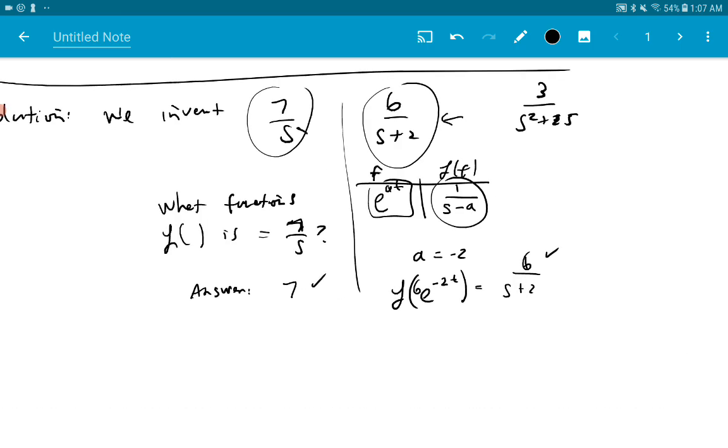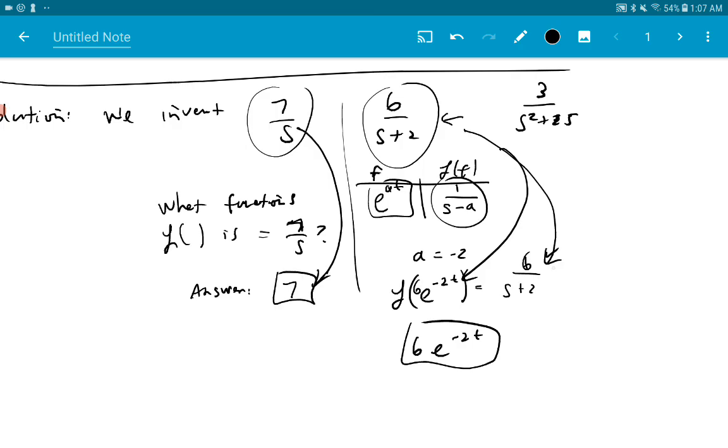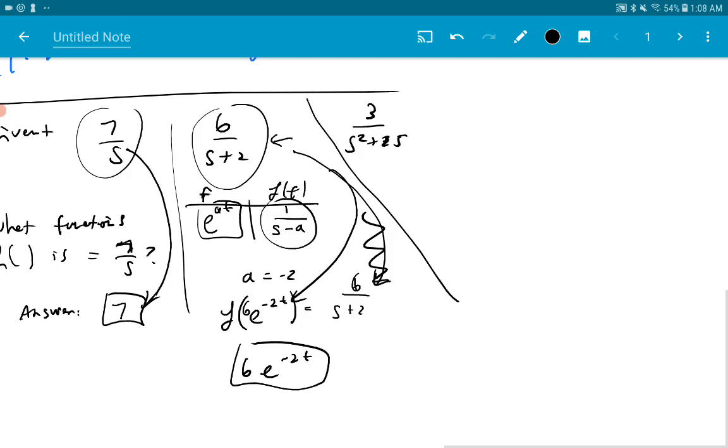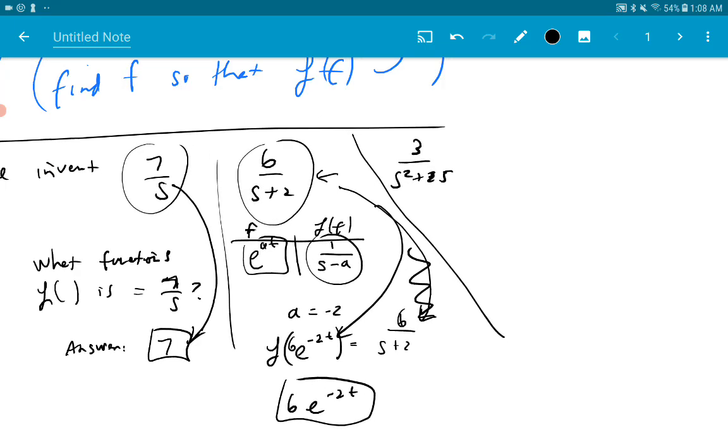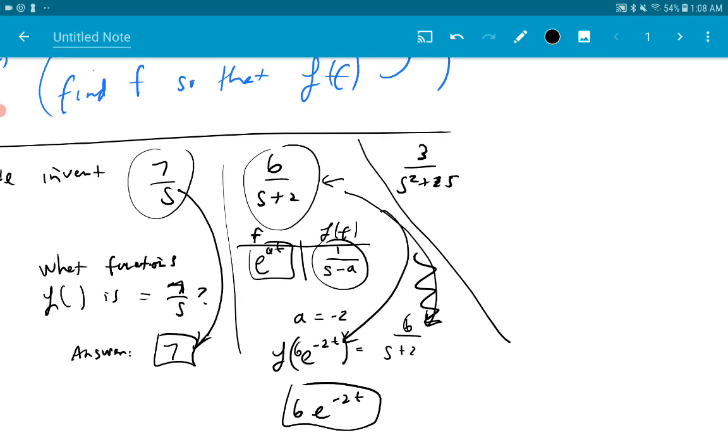Okay, so I inverted this one to get 7. I inverted this one to get 6 over s plus... Sorry, I didn't get 7. That was the answer, right? The inverse is this function here. 6e^(-2t) is that piece. 7 is that piece. We still have to do this third piece, and then we'll add them all together. There's actually a negative in front of the 3, but we'll just throw that in at the end.